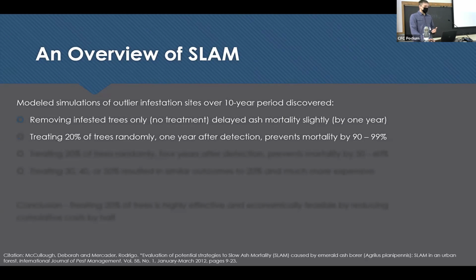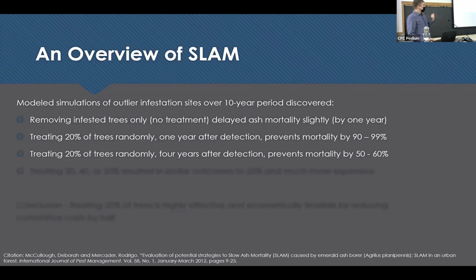Whereas if you're able to treat 20% of the ash trees in a given area 1 year after detection, you can slow that mortality down by 90 to 99% over the course of 10 years. That 1 year is kind of an unrealistic scenario. You're not likely to find emerald ash borer after 1 year of infestation.